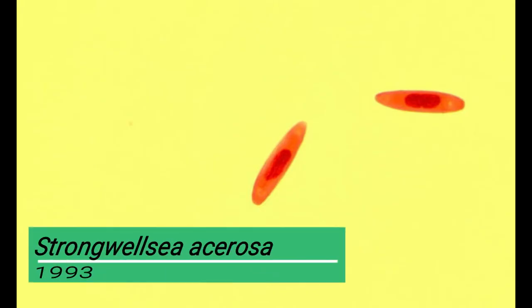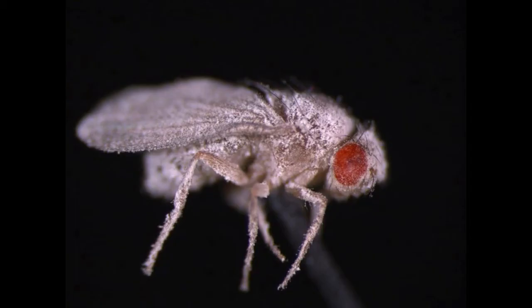Strongwellsia acerosa was discovered in 1993, and Strongwellsia tigrina was spotted by a student in 1998, in Denmark. Now what's making news is that this fungus is infecting flies and turning them into zombies.